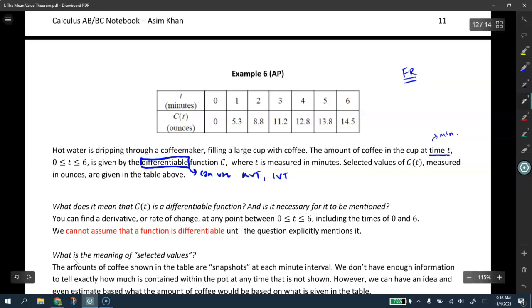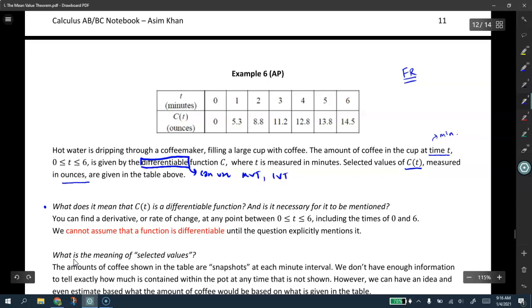Where t is measured in minutes, and it says selected values of C of t, measured in ounces, are given in the table above, and we read the table a moment ago. So the question says, what does it mean? Now, this is not from the AP exam, but it just helps to understand the structure of these problems. It says, what does it mean that C of t is a differentiable function? And is it necessary for it to be mentioned?